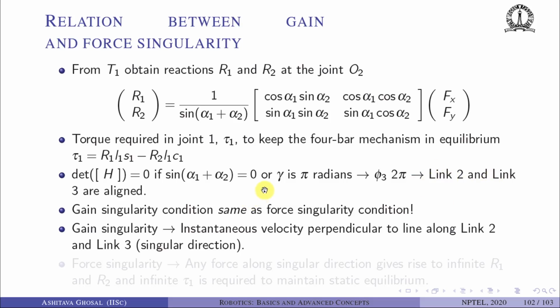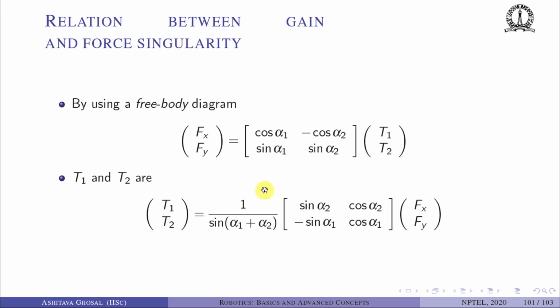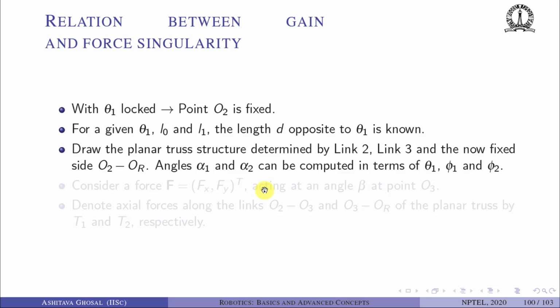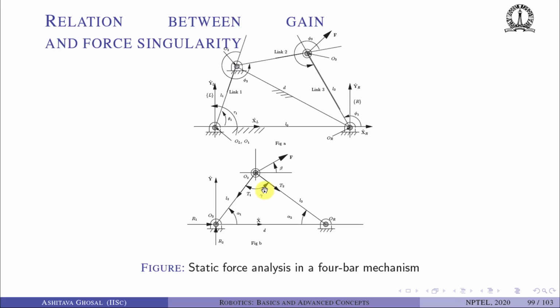Okay, so think of it this way. Let's go back to this figure once more. So when determinant H is 0, sine of alpha 1 plus alpha 2 will be 0. So alpha 1 plus alpha 2 is 0. So basically this link and this link are parallel or lying on top of this base. Okay, they are aligned.